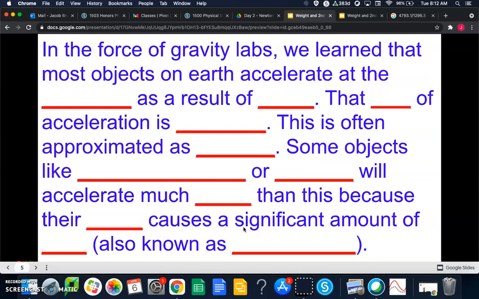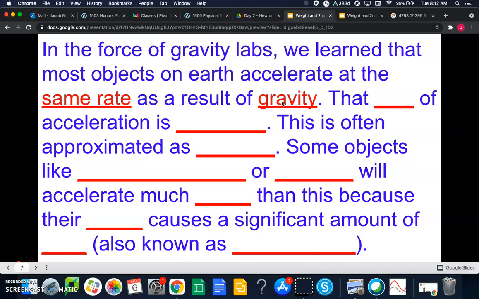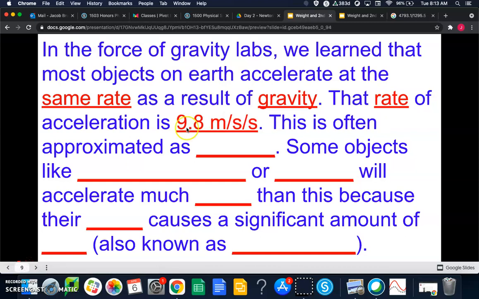Okay, so in the force of gravity labs, we learned that most objects on Earth accelerate at the same rate, and this is as a result of gravity, right? So gravity affects all things on Earth at pretty much the same way. That rate of acceleration is 9.8 meters per second per second. So we call that rate g, and so that's just how fast things accelerate when we drop them on Earth. This is often approximated as 10 meters per second per second.